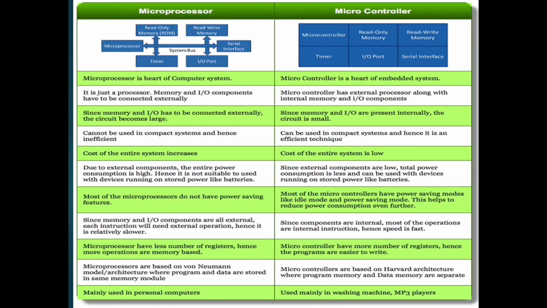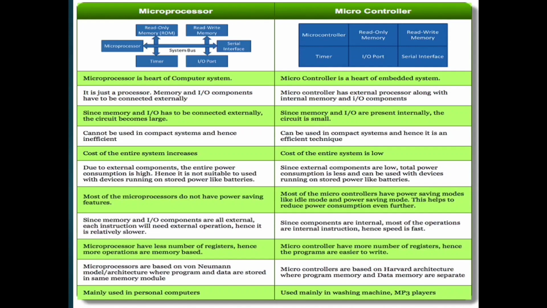So, what is the difference between microprocessors and microcontrollers? A microprocessor is the heart of a computer system. A microcontroller is the heart of embedded systems. In a microprocessor, since memory and input output have to be connected externally, the circuit becomes large. In a microcontroller, since memory and input output are present internally, the circuit is small. In a microprocessor, the cost of the entire system increases. In a microcontroller, the cost of the entire system is very low.